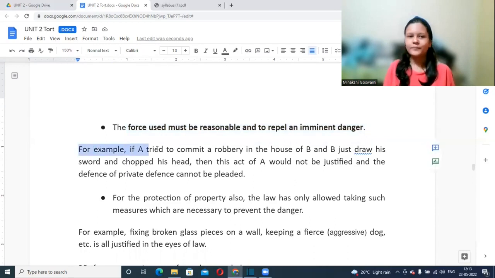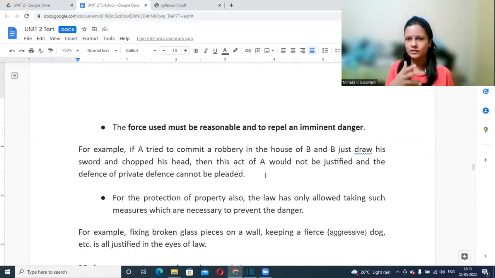For example, if A tried to commit robbery in the house of B and B just drew his sword and chopped off his head, then this act of B would not be justified as private defense, and it cannot be pleaded. If robbers are there, maybe at max you can lock them inside a room, call the police or something like that. It should not happen that you are chopping the head of the person. That's like an extreme situation. That much was not needed in order to prevent.